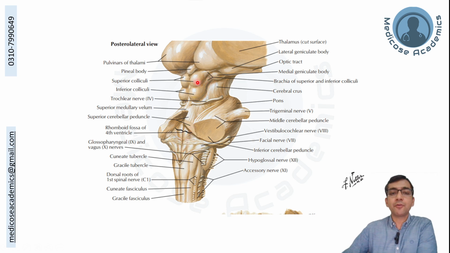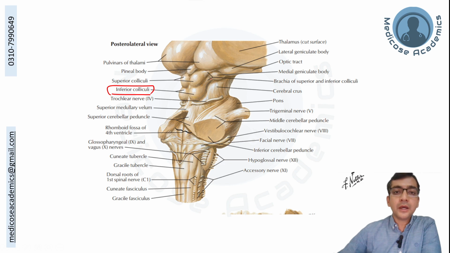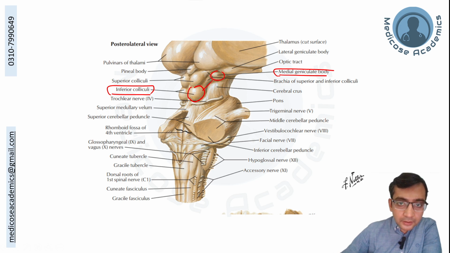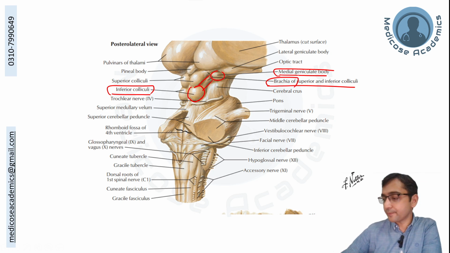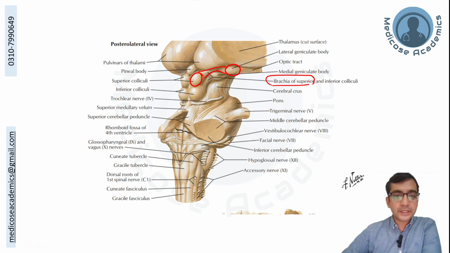Here is one more thing that I would like to highlight. The inferior colliculi, the ones responsible for hearing, are connected to the medial geniculate body, and this connection is known as inferior brachium. Similarly, the superior colliculus is connected to the lateral geniculate body of the thalamus, and this connection is known as superior brachium. So I think that's about it.